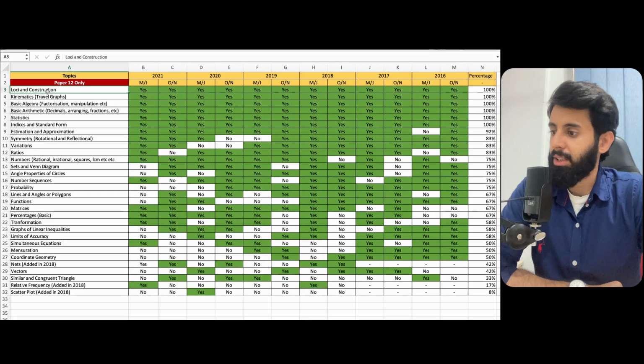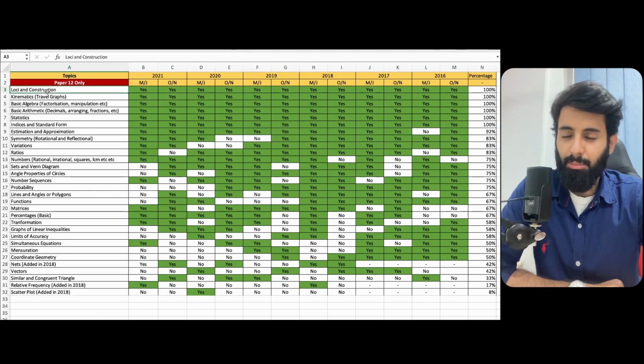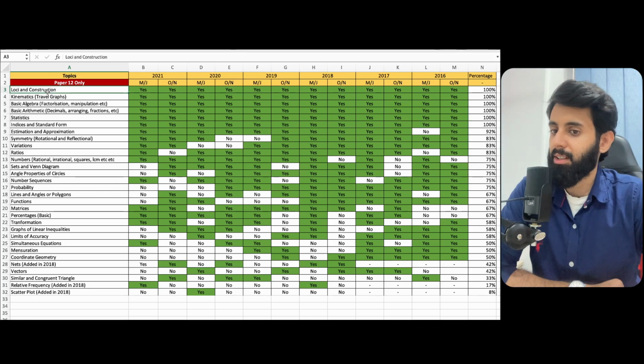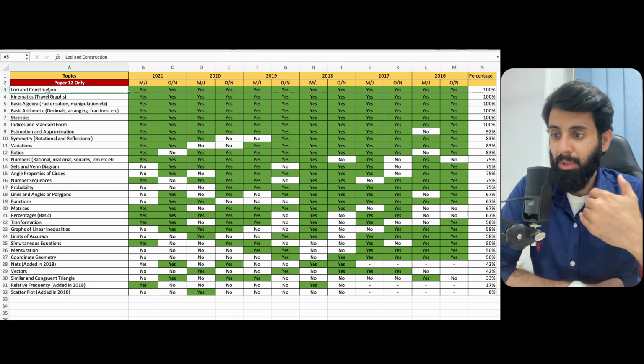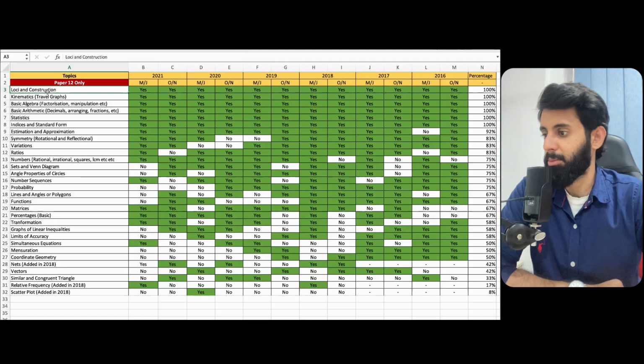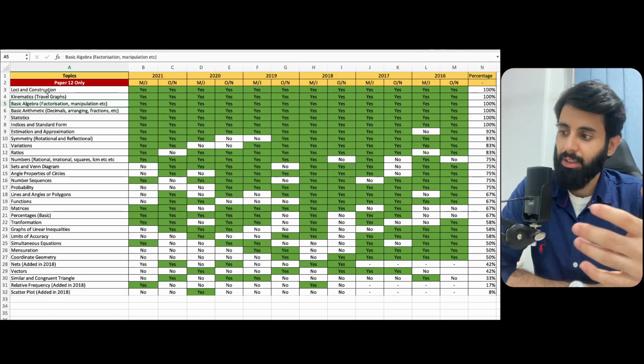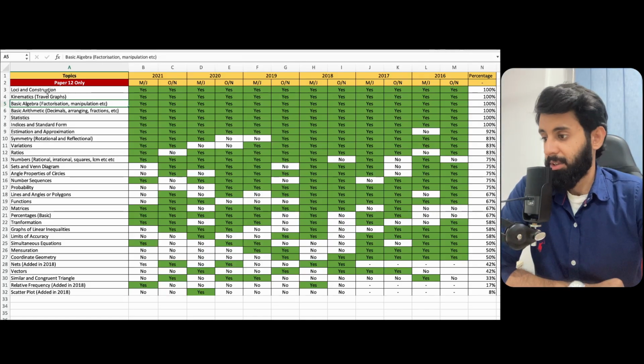So basically, loci and construction. This means not just perpendicular bisector and angle bisector, but also triangle construction and quadrilateral construction. All of that has come in nearly every single exam for the past 6 years, so this is 100% important. Same for kinematics, travel graphs, speed time and distance time graphs.